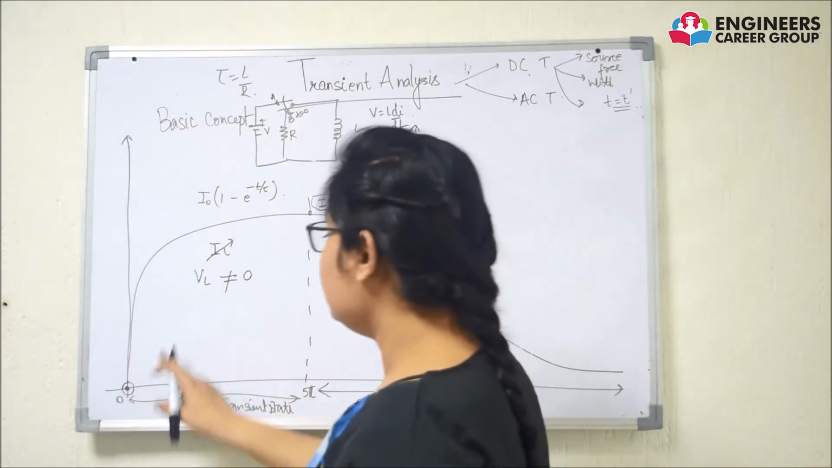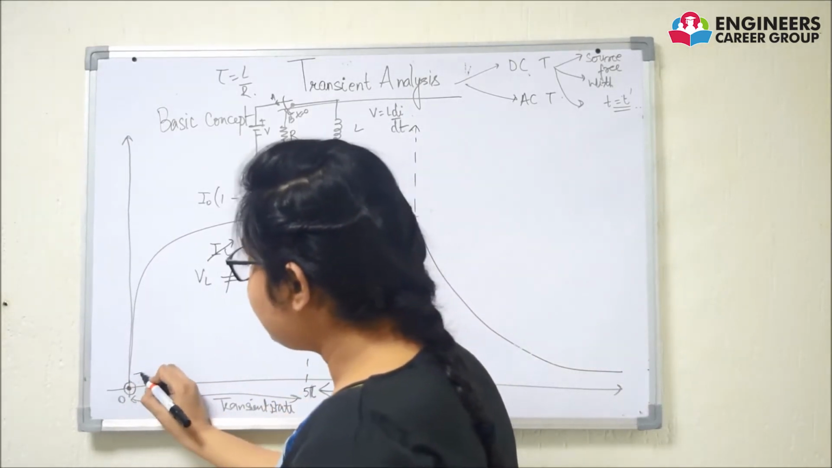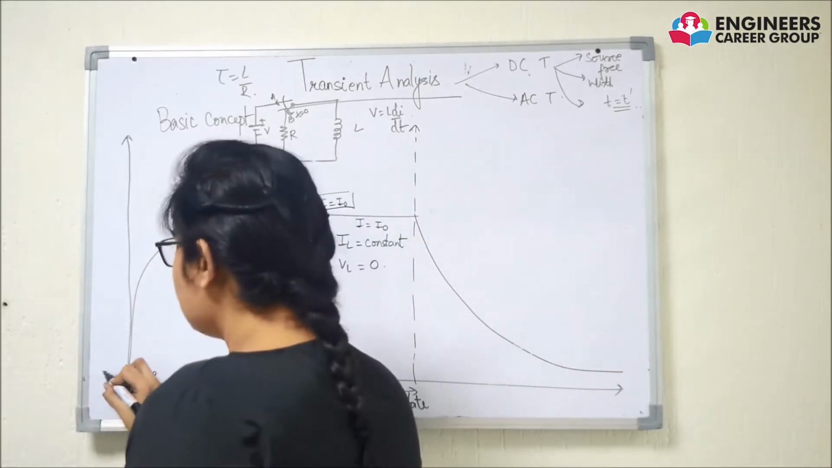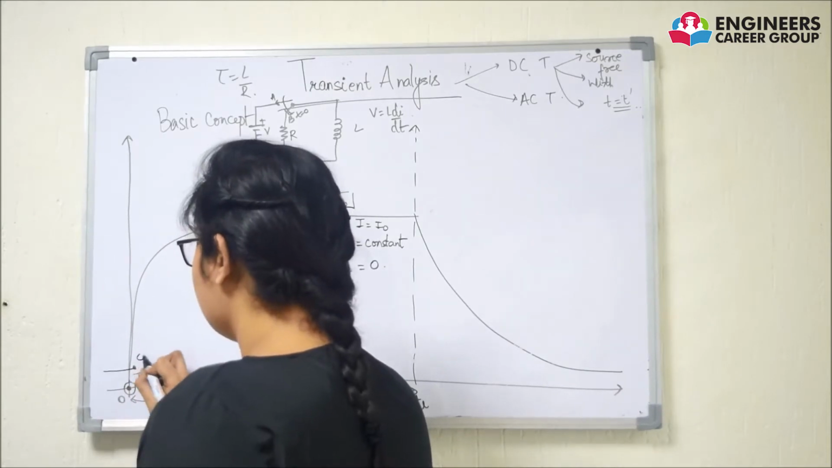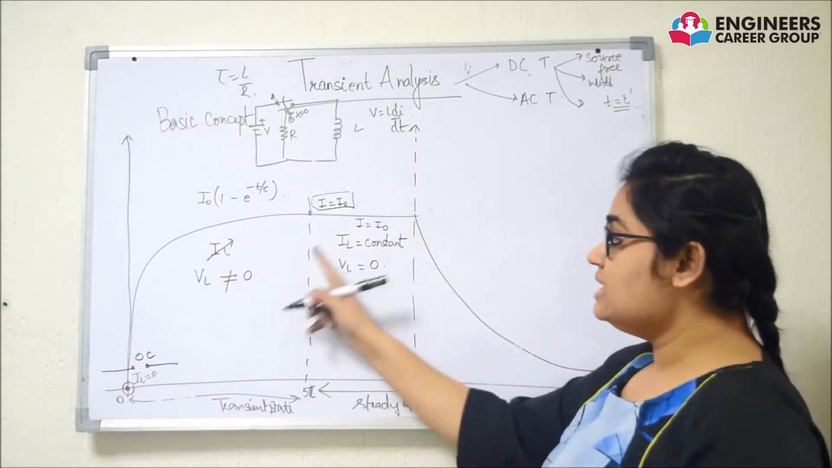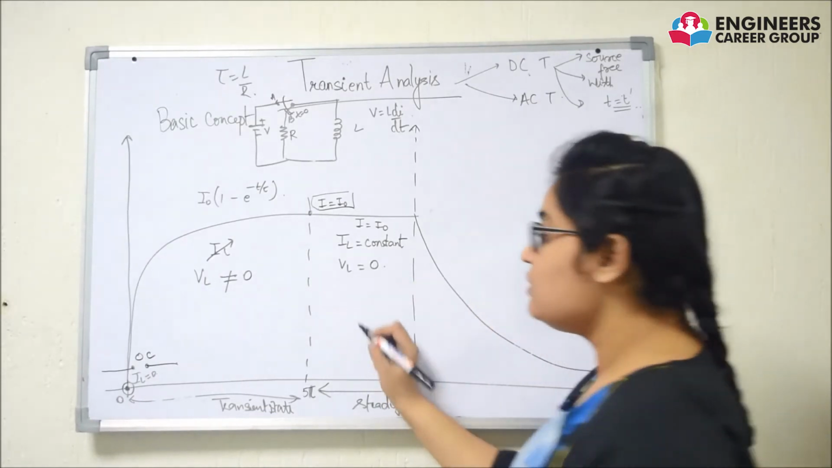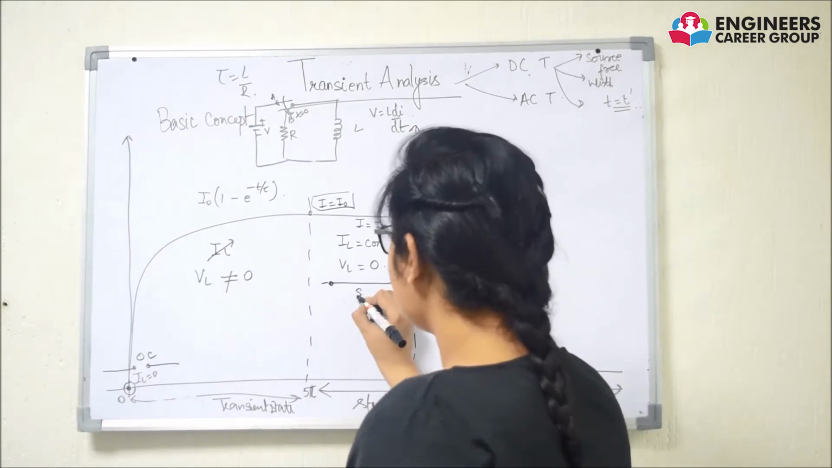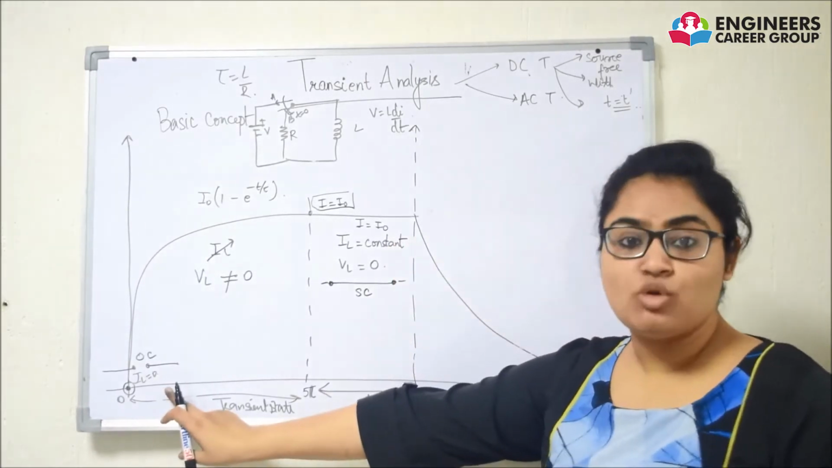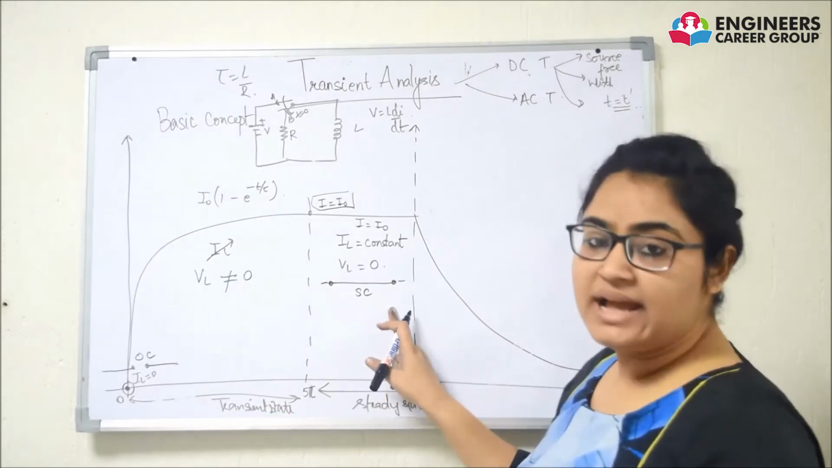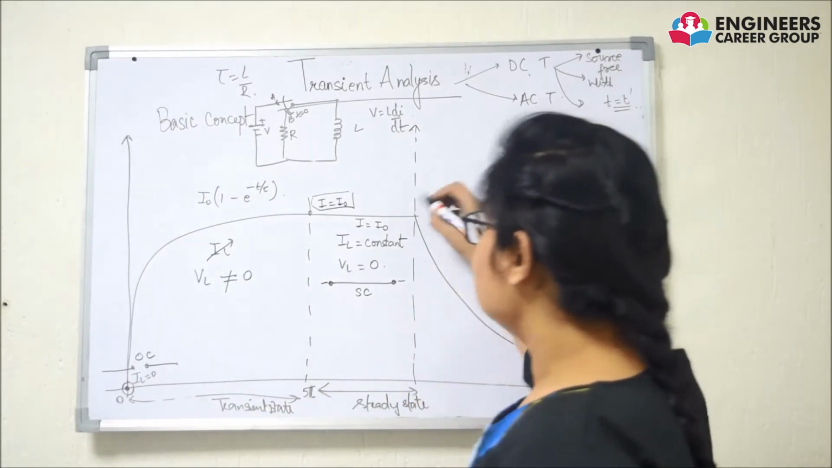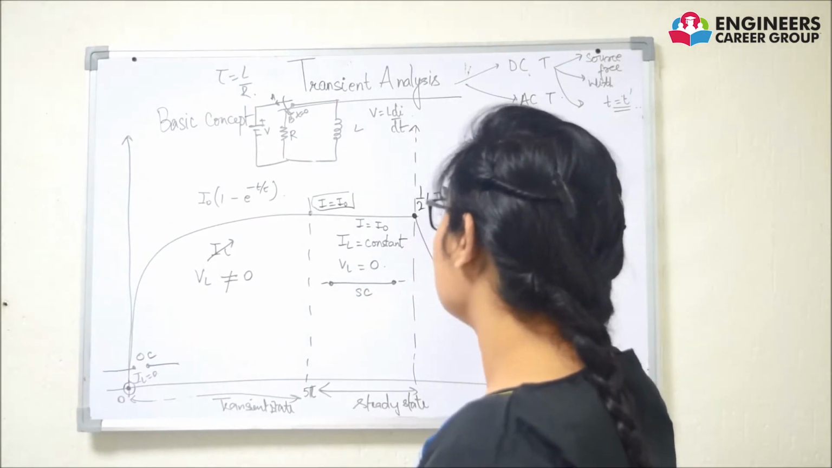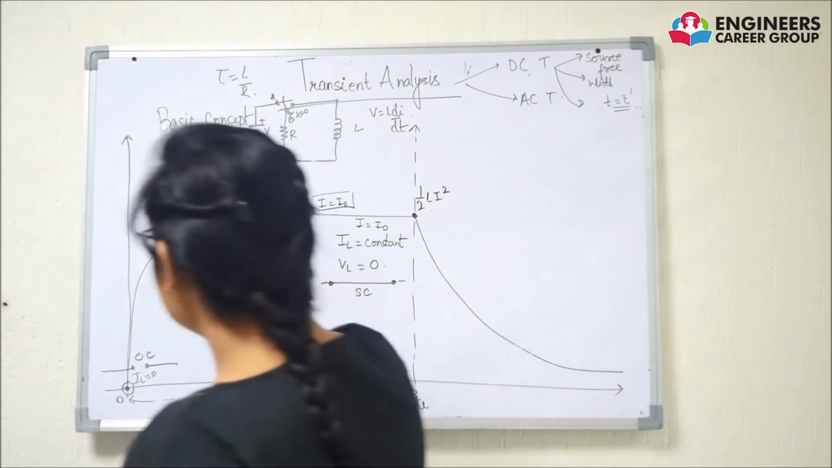Now you can see that initially my value of current IL was 0. We all know if current is 0 initially, the inductor will act as open circuit. Now in steady state my VL is equal to 0, and we all know when VL is equal to 0, wire acts as short circuit. Therefore inductor initially acts as open circuit and finally it will act as short circuit. At this point inductor will have maximum energy of half L I square.